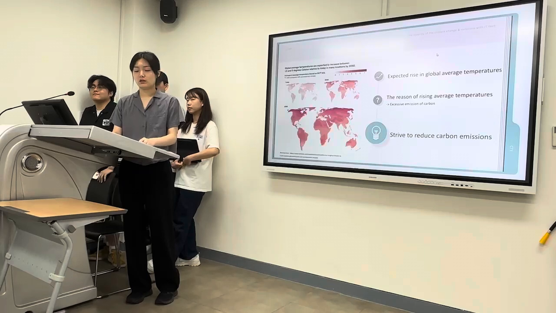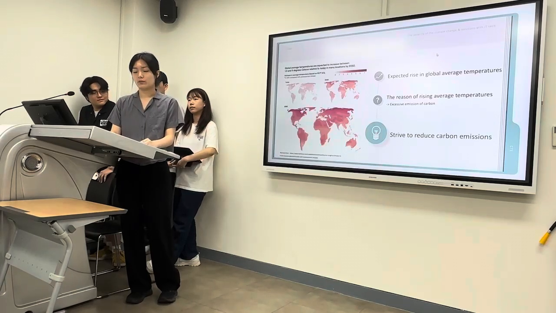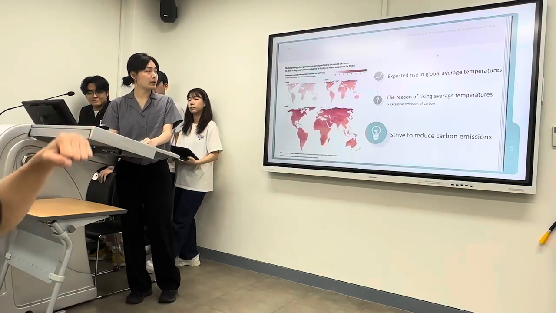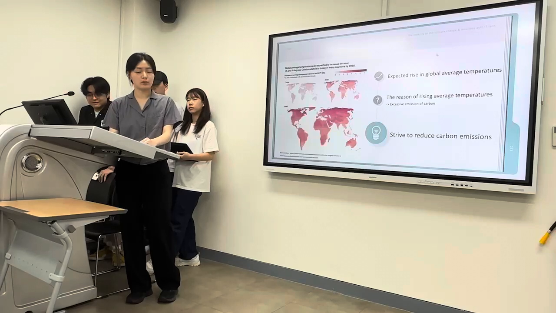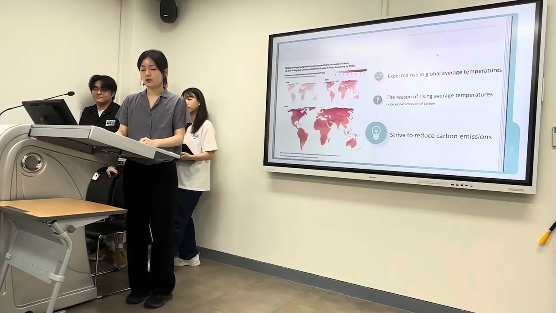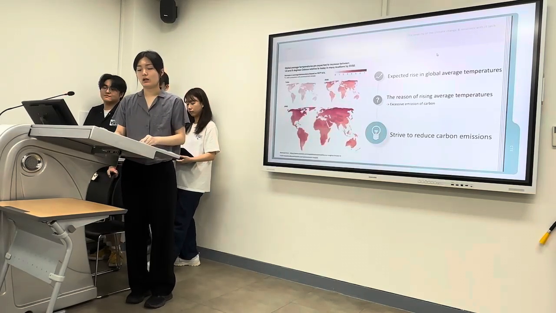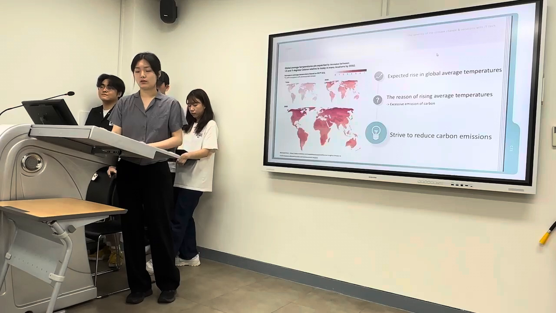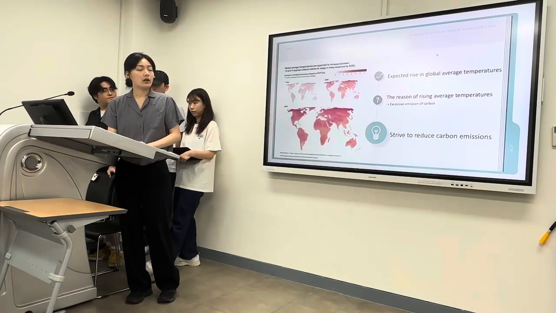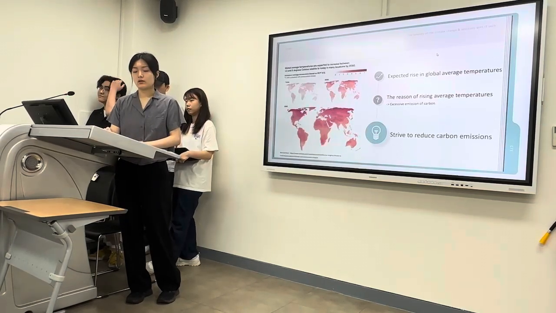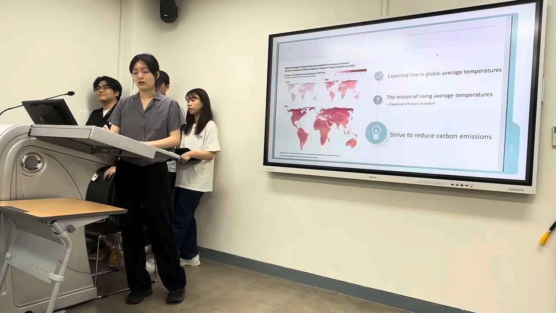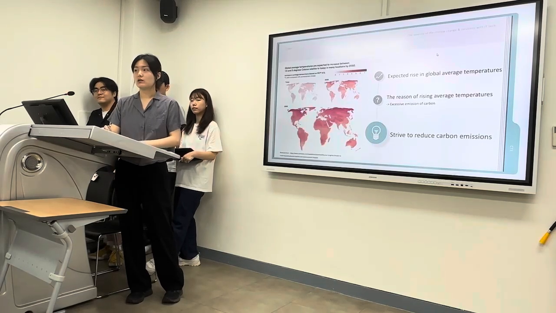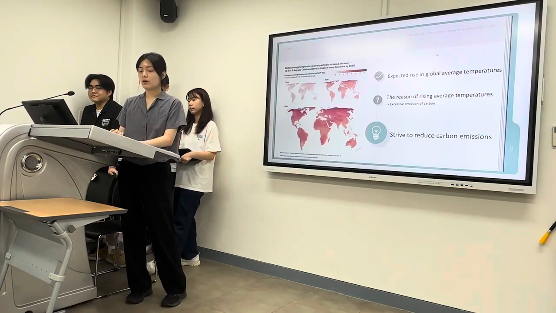According to McKinsey 2022, global average temperatures are expected to increase between 1.5 and 5 degrees Celsius relative to today in many locations by 2050. Then why is the average surface temperature on the Earth rising? It is because of the excessive emission of carbon.